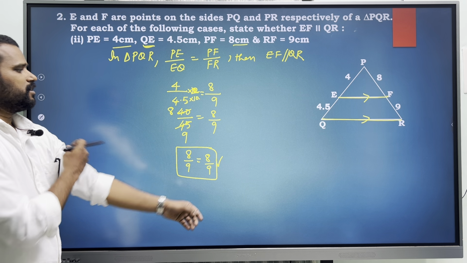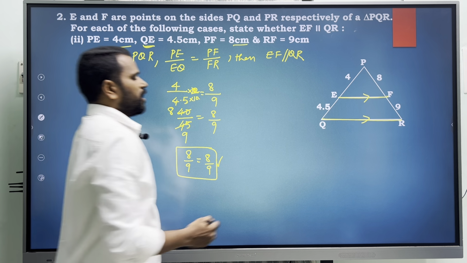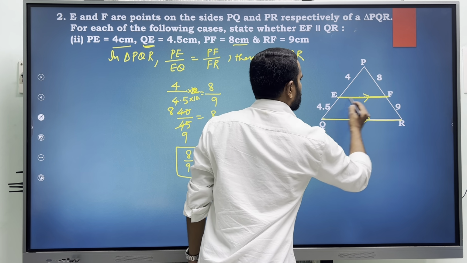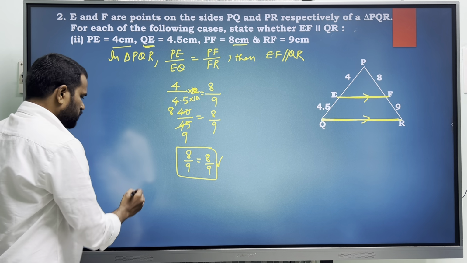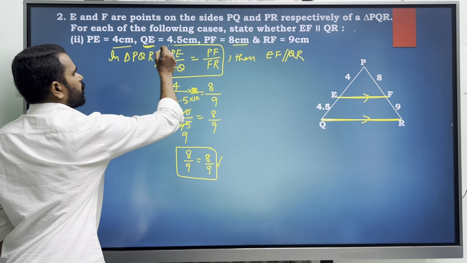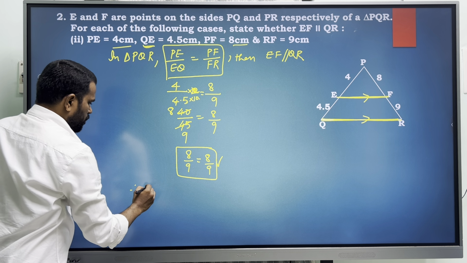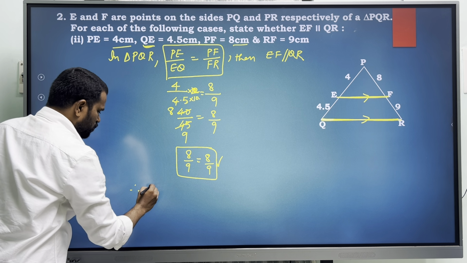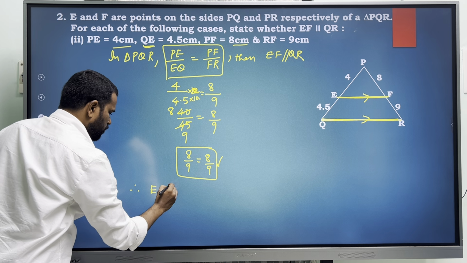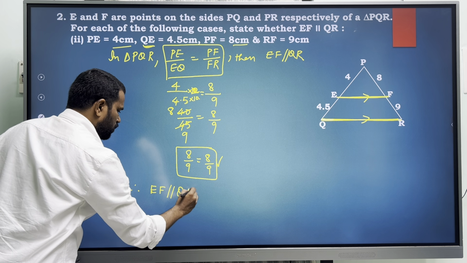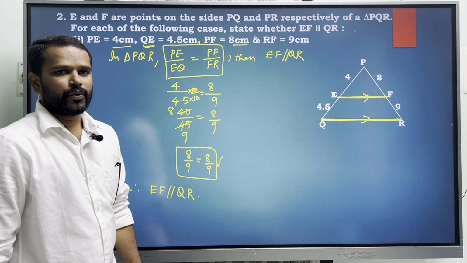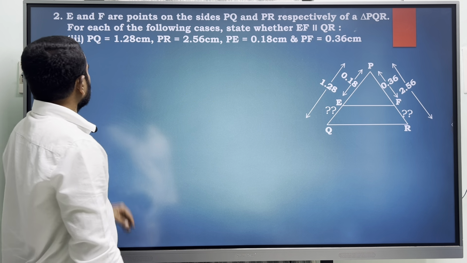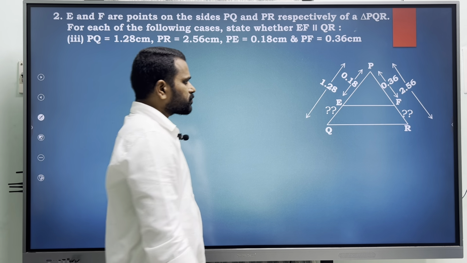Therefore, the given: line EF is parallel to QR. Since the ratios are equal, therefore EF is parallel to QR. Understand? This is how we will be doing that. Look here, the next question.